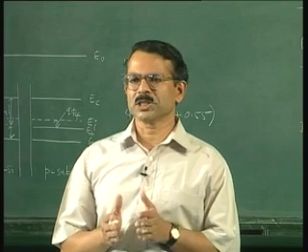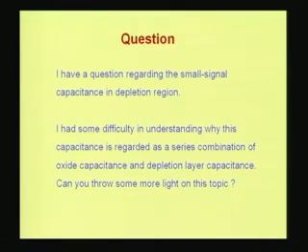Now let us see the next question. Sir, I have a question regarding the small signal capacitance in depletion region. I had some difficulty in understanding why this capacitance is regarded as a series combination of oxide capacitance and depletion layer capacitance. Can you throw some more light on this topic?